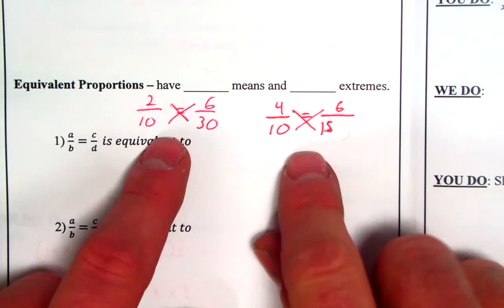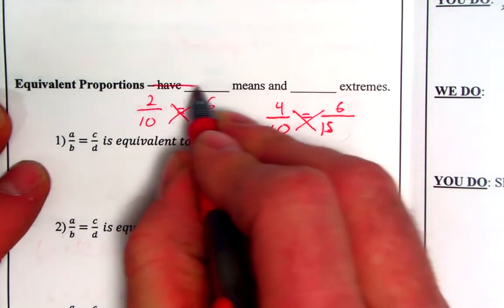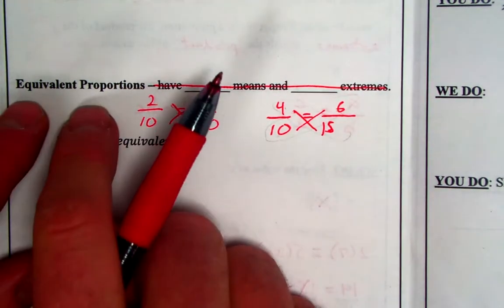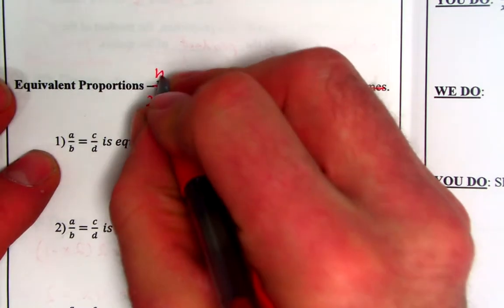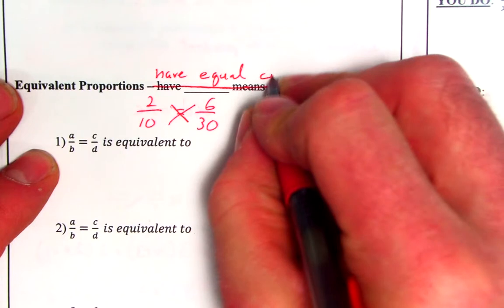So these proportions are equivalent because they have the same cross products. Now this statement here, I didn't really write out how I meant it to say, so we'll cross that out. We'll just say equivalent proportions have equal cross products.